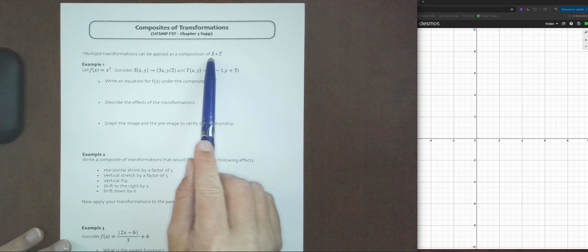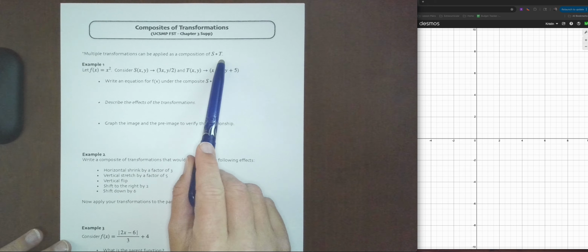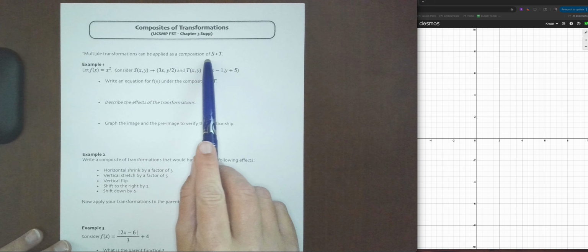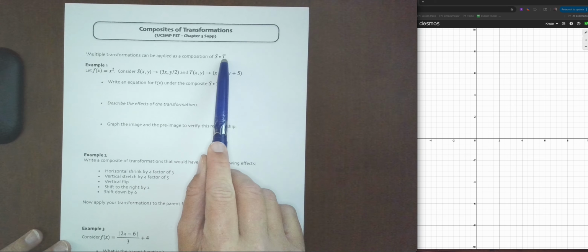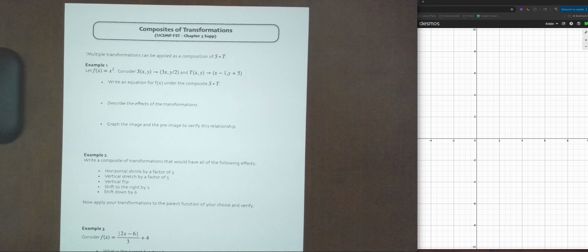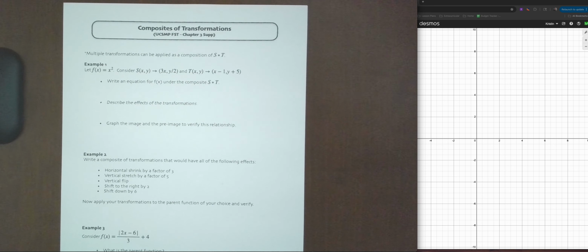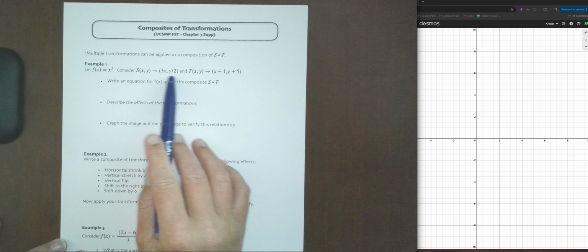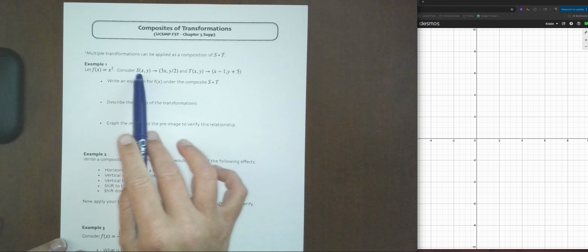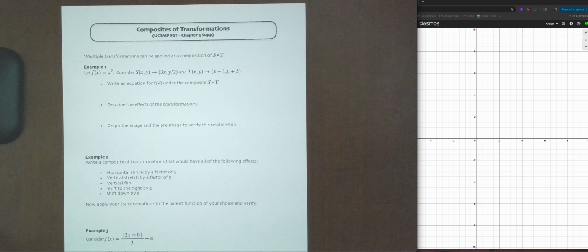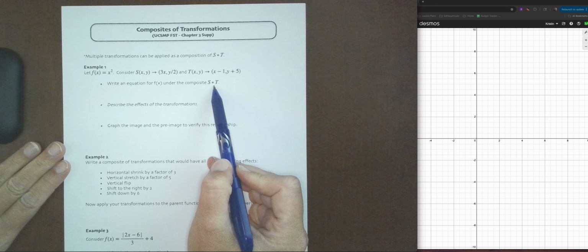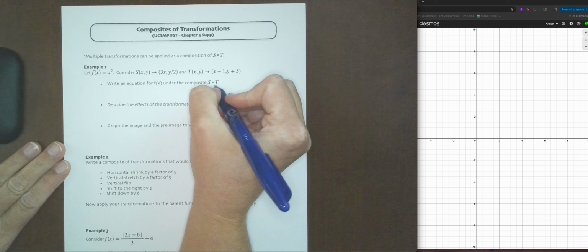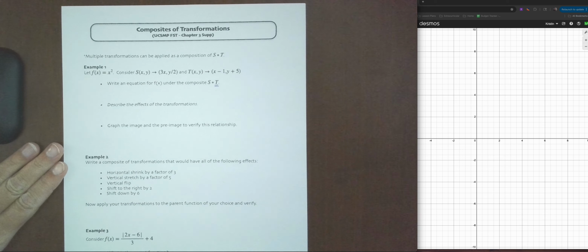So we've talked about two types of transformations, scale changes and translations. And so basically what we're going to do is we're going to treat it like a composite function where we're applying the translation and then we're applying the scale change on top of that. So if you look at this first example, I'm giving you a scale change rule and a translation rule. Those should look really familiar from earlier in this chapter. And it says write an equation for f of x under the composite s of t. So thinking about what we know about composite functions, the t needs to be applied first, right?